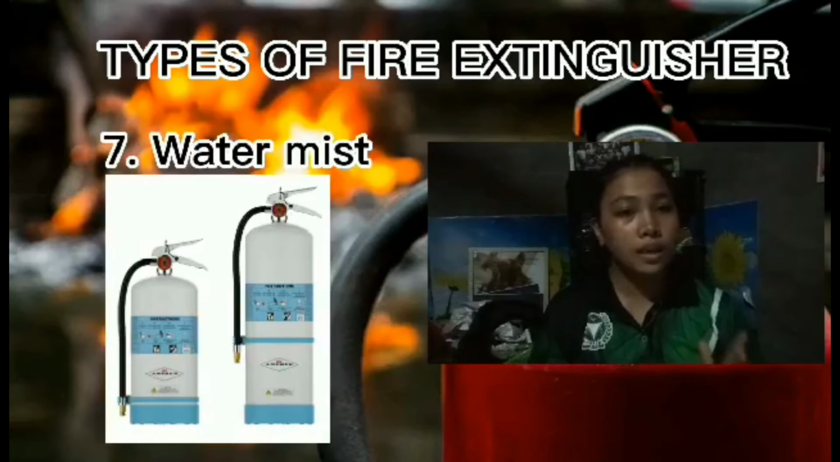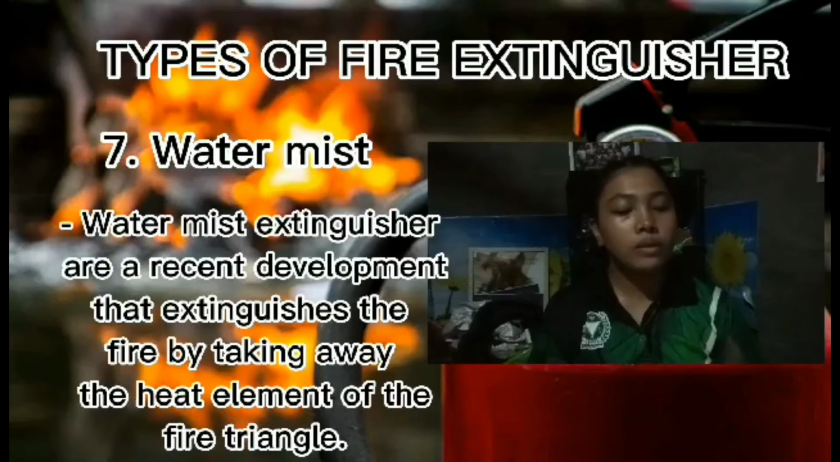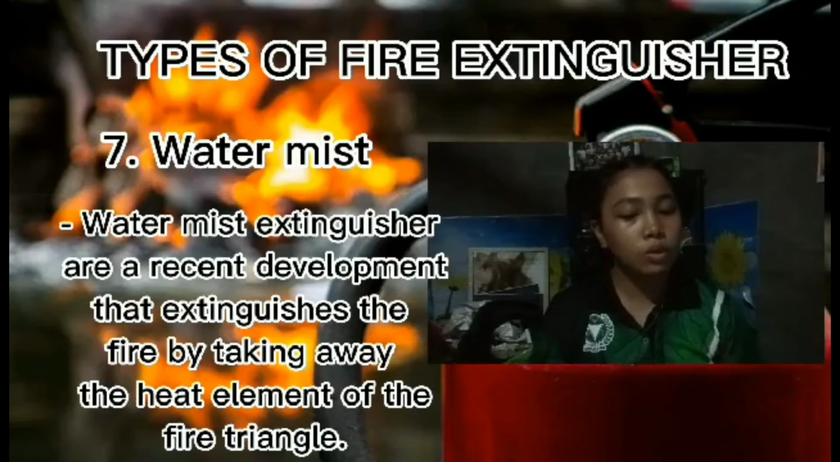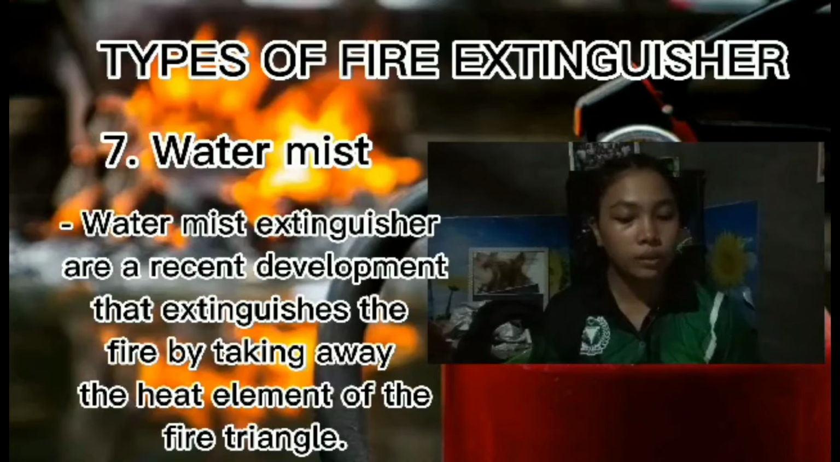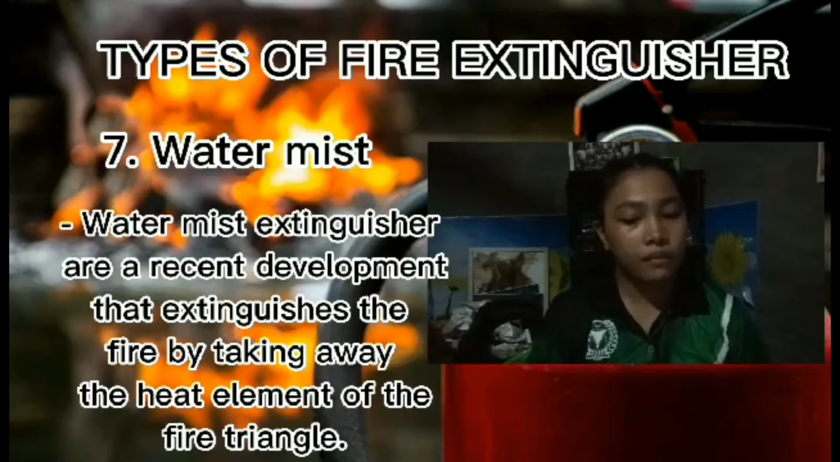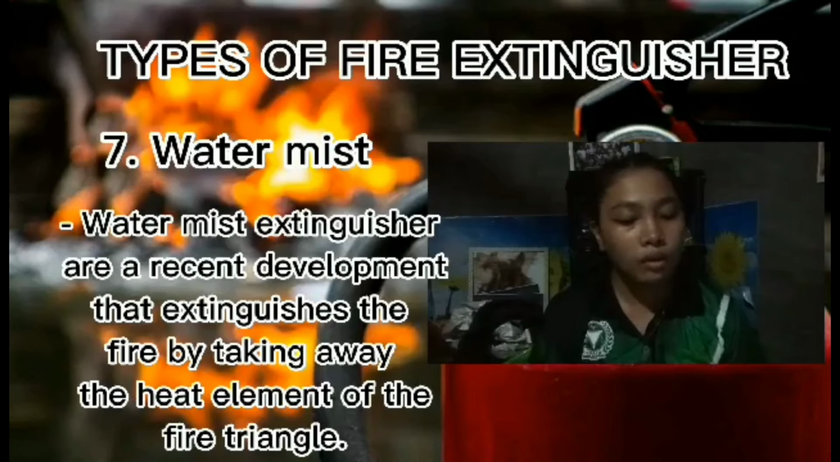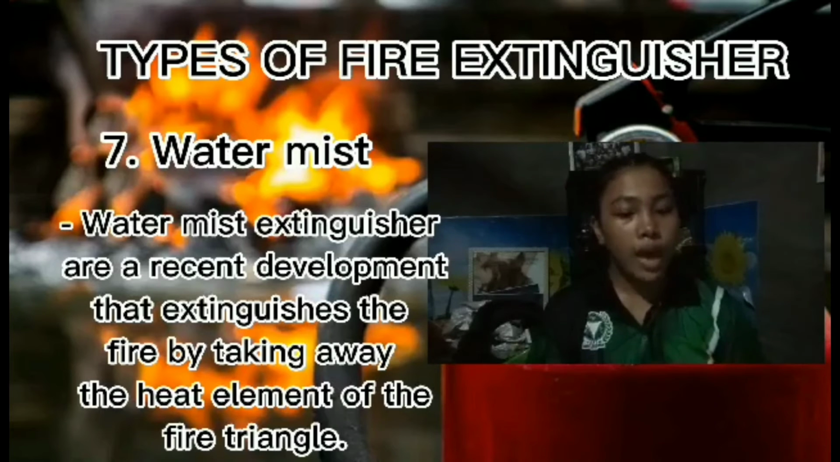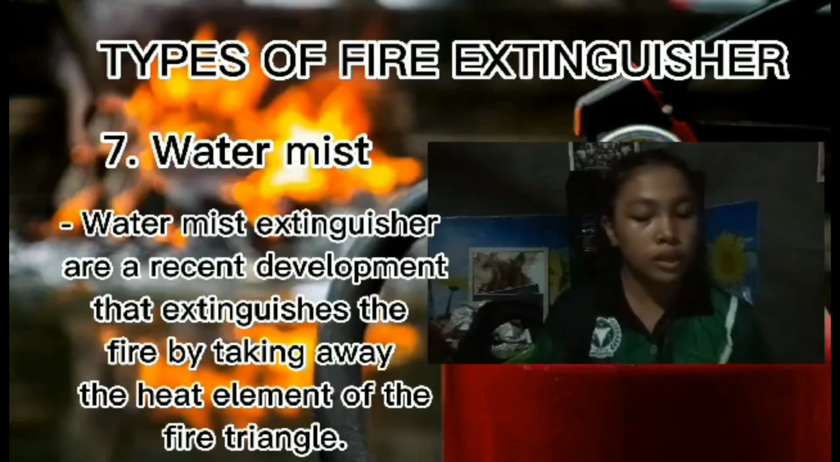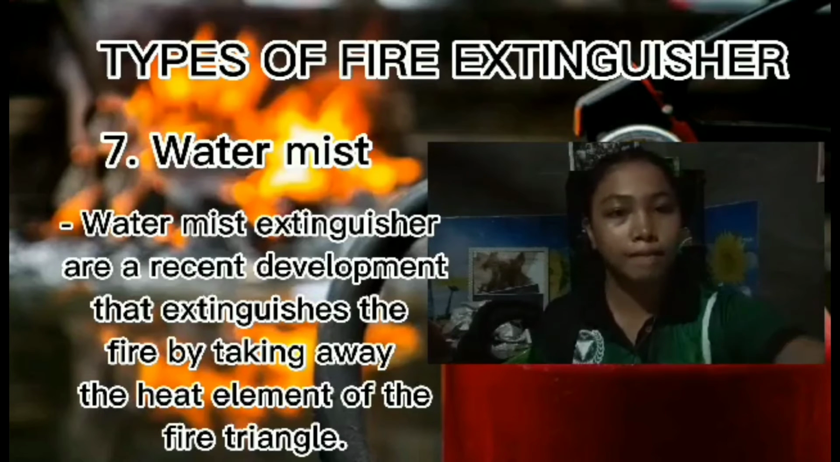Number 7, water mist extinguishers are a recent development that extinguish the fire by taking away the heat element of the fire triangle. These are primarily for Class A fires, although these are safe for use on Class C fires as well. And this is 100% recyclable, does not contain any chemicals, and only uses deionized water.